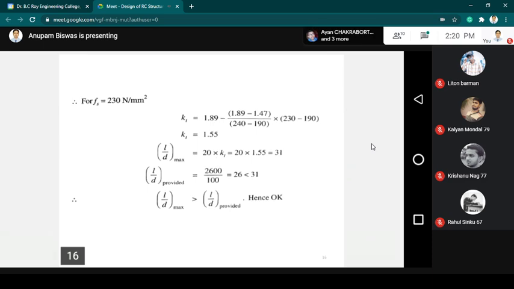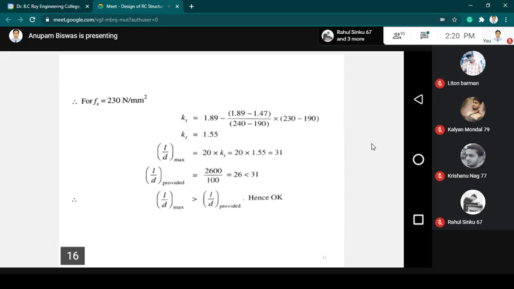Now L by D max we have got as 20 into KT. The value of KT for the corresponding value of Fs, that is the modification factor value that we have received for the corresponding stress in steel at service load, is 1.55. So 20 into 1.55 is 31. So we have obtained the value of L by D max.